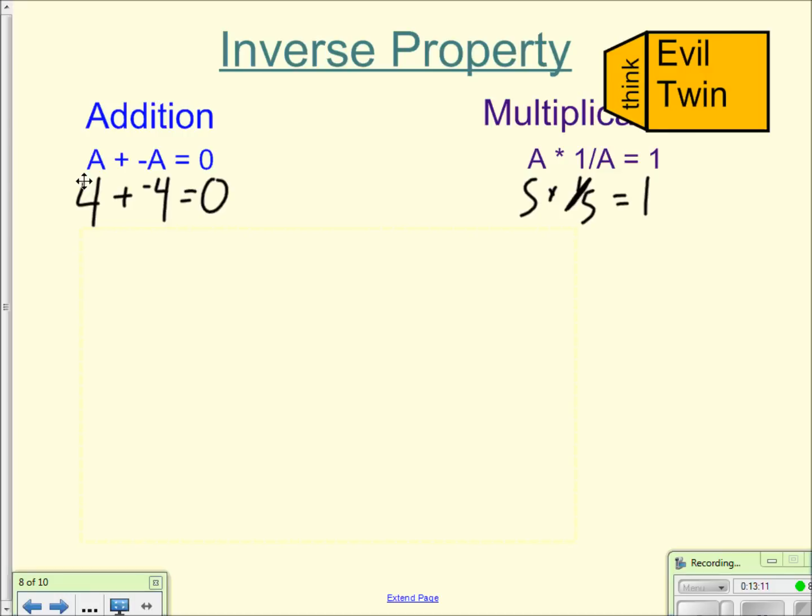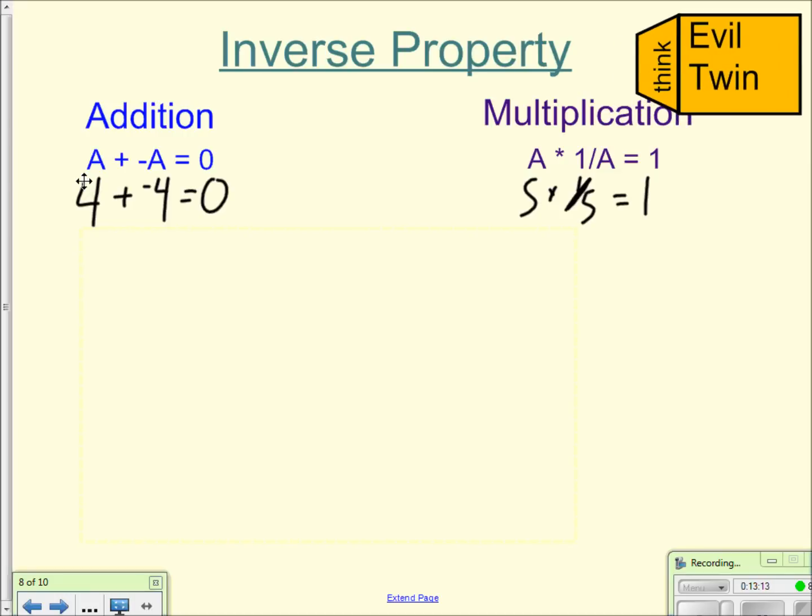What you're going to write underneath the inverse property, we're going to think evil twin, right? Evil twin, you remember like a lot of TV shows, right? Evil twin is exactly the same, but the opposite. They have the same powers, always battling to the end, but they never can one-up each other because they have the exact same strength. They know each other so well. So inverse property, I can think of that as the evil twin.